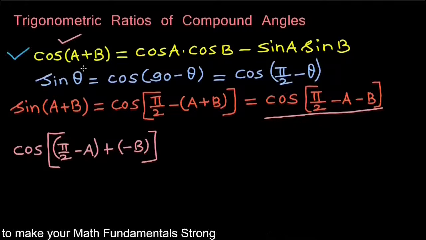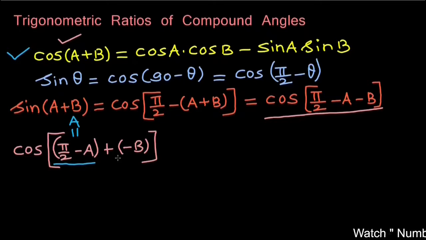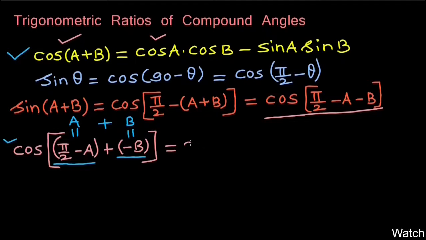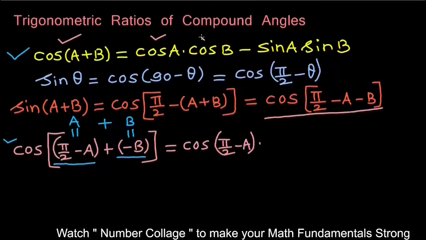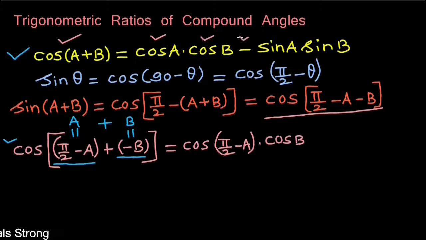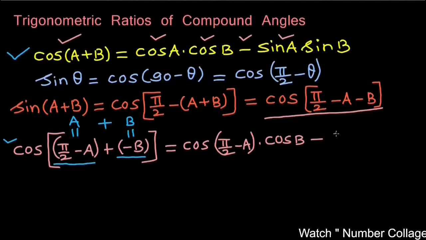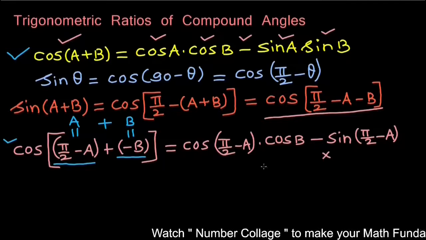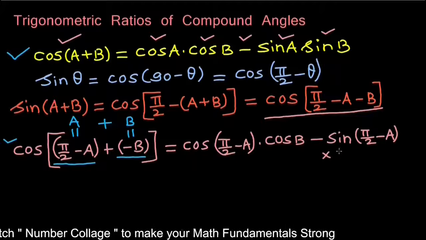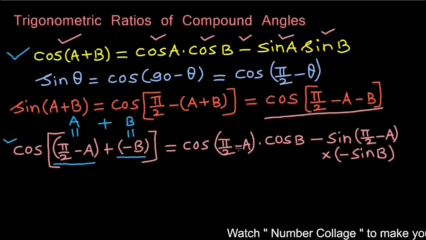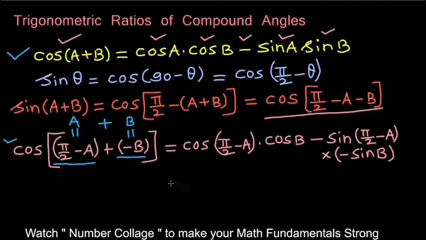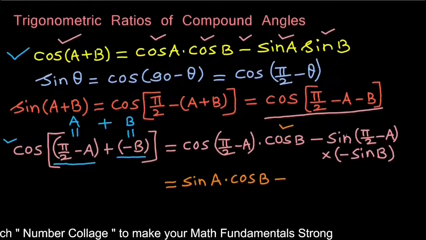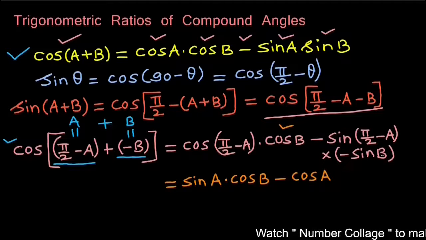Now, according to this formula, this (pi by 2 minus A) becomes A and this minus B becomes B. So, we will write this as cos A, that will be cos of (pi by 2 minus A), into cos B, which will be cos of B itself, then this minus sign, then sin A, that will be sin of (pi by 2 minus A), into this sin B, that will be sin of minus B, but sin of minus B will be minus sin B. Now this cos of (pi by 2 minus A), according to trigonometric ratios of complementary angles, will be sin A into this cos B, minus sin of (pi by 2 minus A) will be cos A multiplied by this minus sin B.